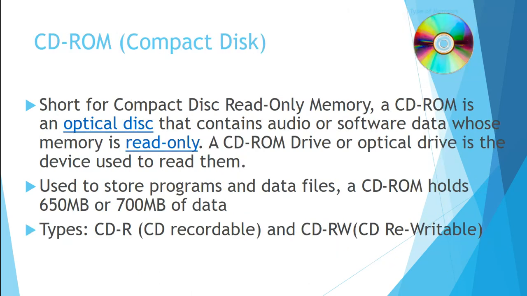Next, we'll be talking about CD-ROM. It is called compact disk read-only memory. The short form of compact disk read-only memory is CD-ROM. It is an optical disk and it contains many kinds of audio and visual software nowadays. It is read-only. Read-only means once it has been written over and a CD is burned, then you cannot write over it. You need a CD-ROM drive or an optical drive to read from this device.